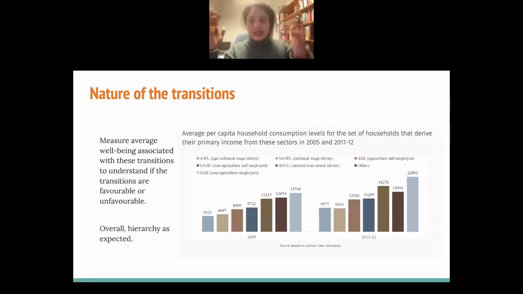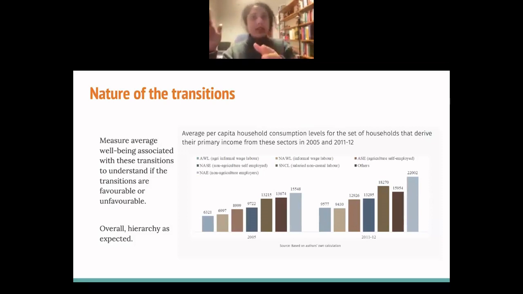The next step I'm looking at is the nature of these transitions. I'm saying that there's a huge volume of households and people constantly moving across sectors. What is the nature of this? In general, in the Indian economy, consumption per capita, which can be a measure of well-being, has been increasing for people. So by that, everybody is doing slightly better off. But this is between 2005 and 2011-12.